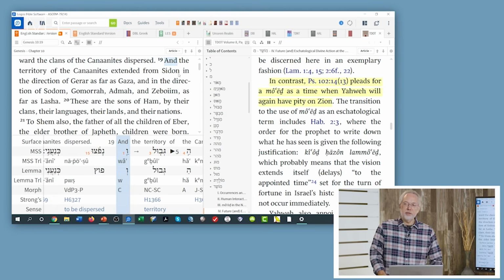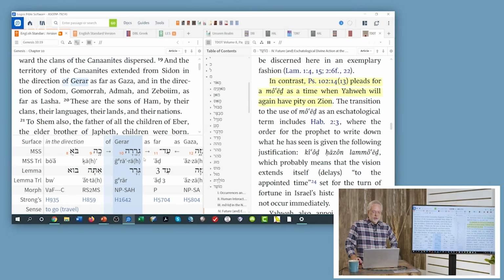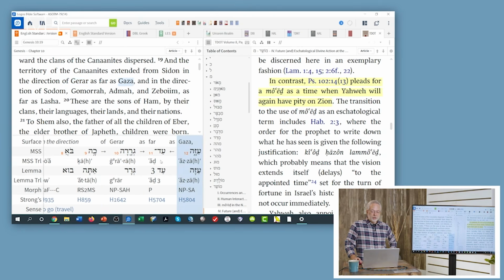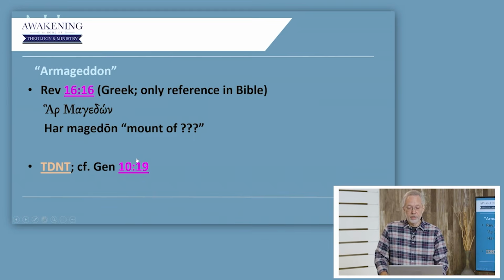We have here Genesis 10:19 to illustrate what we're doing. And the territory of the Canaanites extended from Sidon in the direction of Gerar. Oh, there's a place name that begins with a G. And if you look, there's our gimel. Okay, see? The g sound, that's gimel. Well, that's nice. As far as Gaza, that's a different letter, isn't it? Yeah, it is. And Gomorrah, different letter.